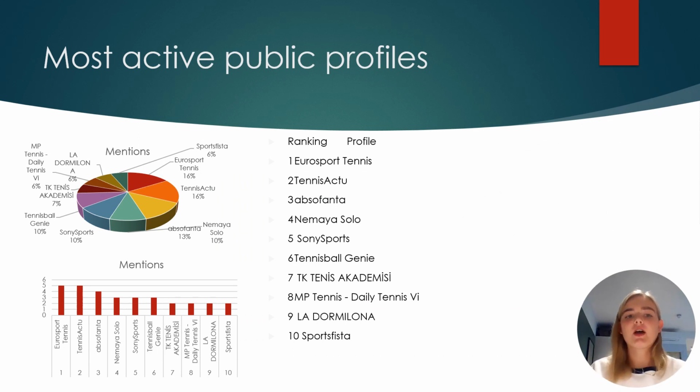Okay, so in front of me I have the most active public profiles, and it is explained in a bar graph and a pie graph. There are two mentions that are equal with each other, Eurosport Tennis and Tennis Actu. Both have just 5 mentions. Eurosport Tennis is the most popular on Instagram and Facebook. With Eurosport Tennis, you can see the latest results and other upcoming events.